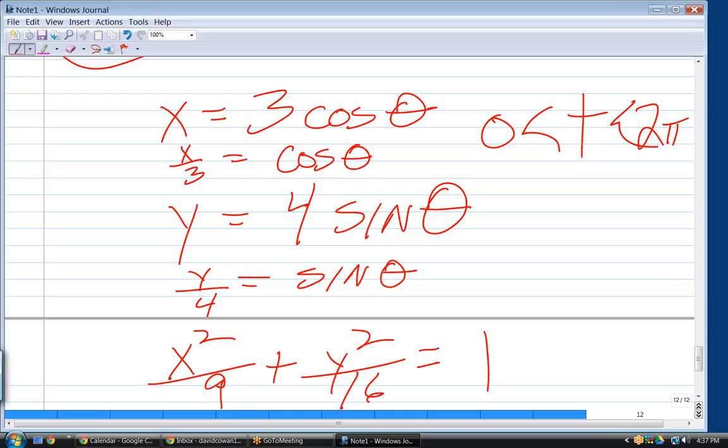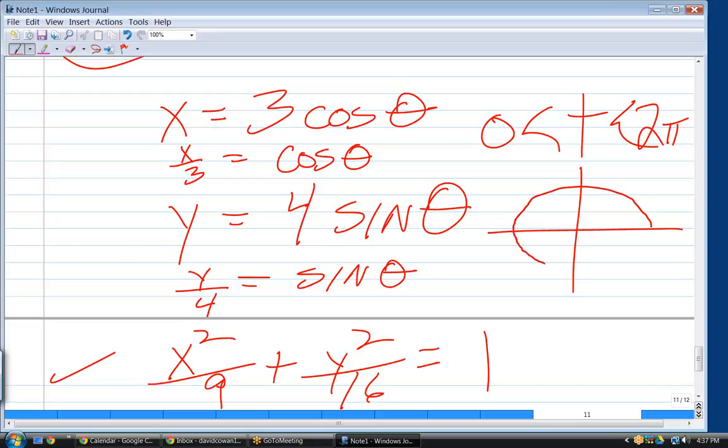What's that the equation of? A circle? An ellipse. Oh. That's the general equation for an ellipse at the origin, where its major axis is 4, its minor axis is 3, and it would trace that way exactly if you were to trace it as parametric equations.